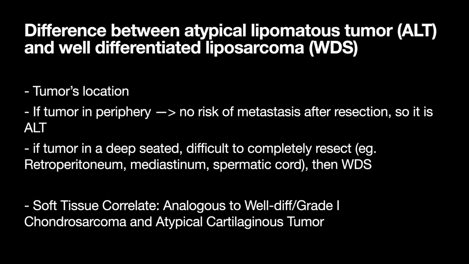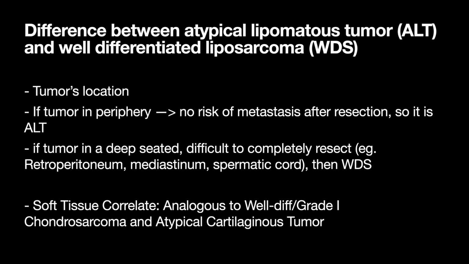It's basically the tumor's location. If the tumor is in the periphery, it's easy to resect, and once you resect it, there's no risk of metastasis. So it is considered atypical lipomatous tumor. However, if the tumor is in a deep-seated, difficult to completely resect location, like the retroperitoneum, the mediastinum, the spermatic cord, then we call it a well-differentiated liposarcoma.